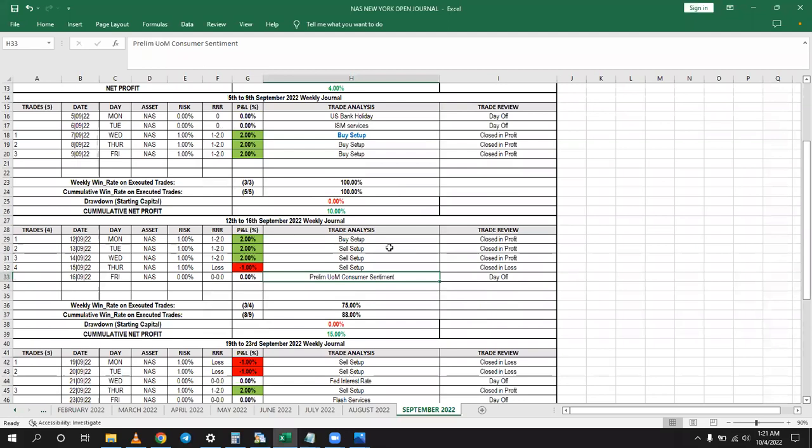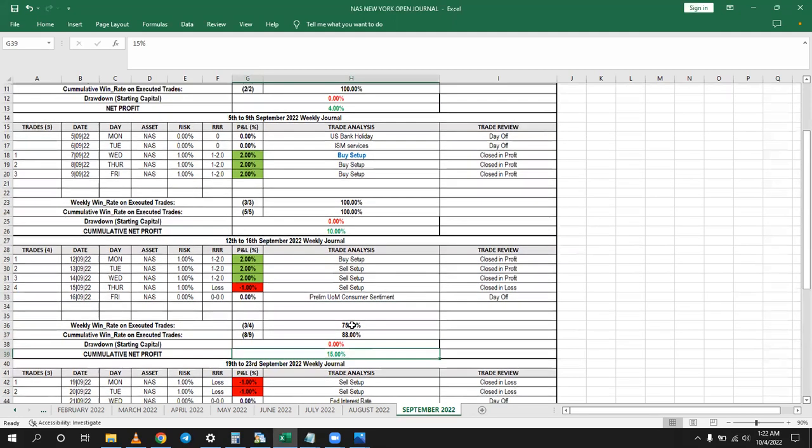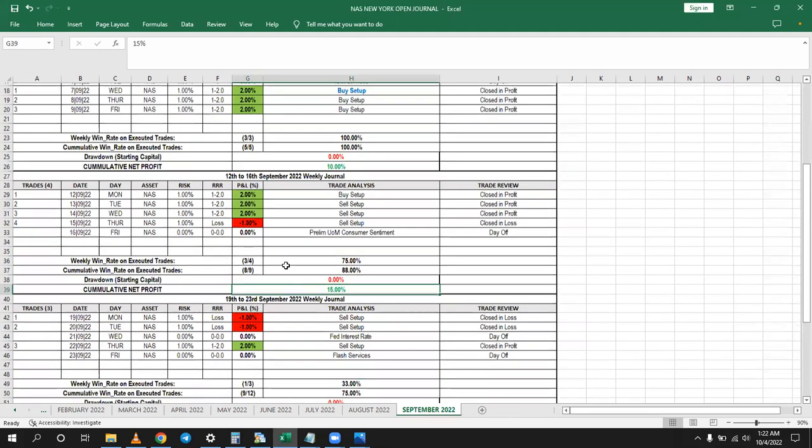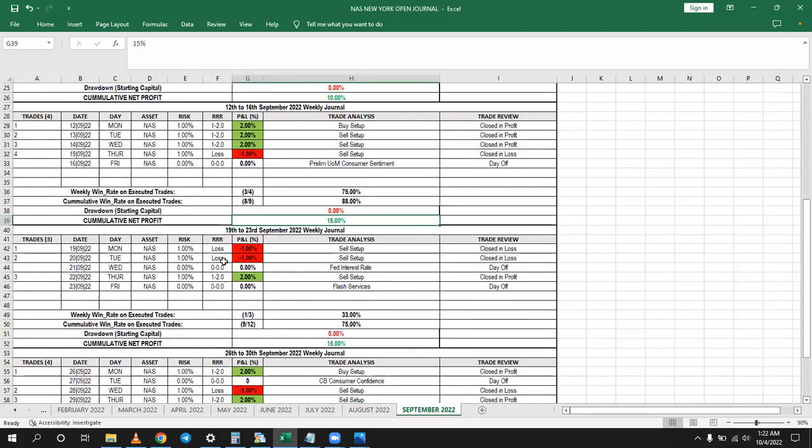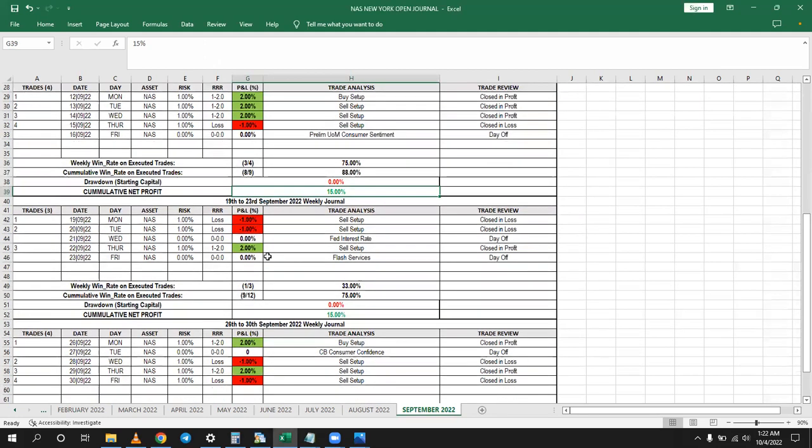Yeah, so this is week 3. So week 3, we took 4 trades and lost 1, right? The weekly win rate was 75%. The cumulative win rate for the 3 weeks was 88%, and we were up 15% in net profit, right? Now let's jump into the 4th week. That's between the 19th to 23rd.